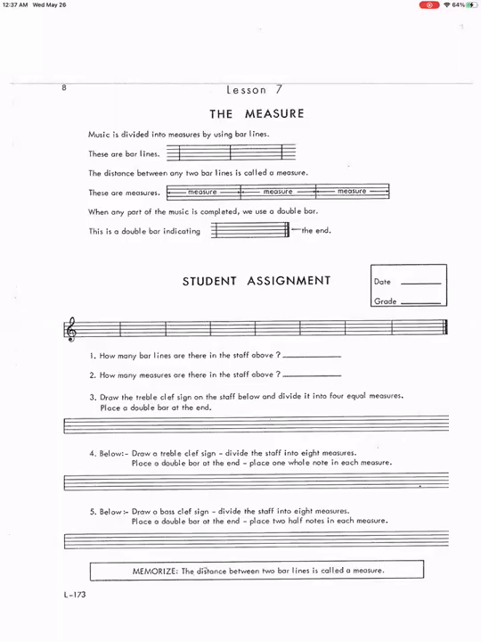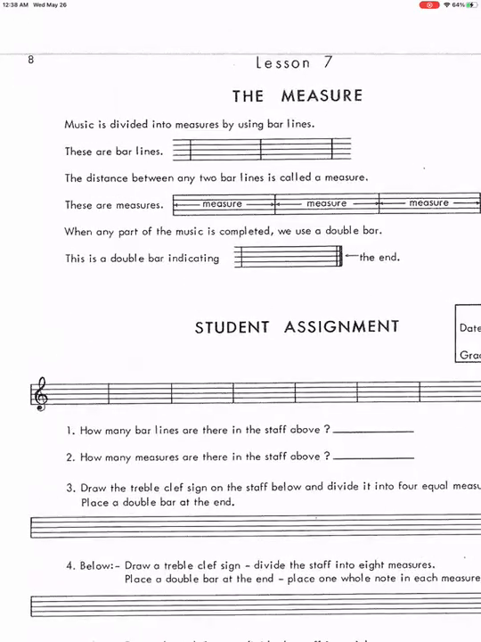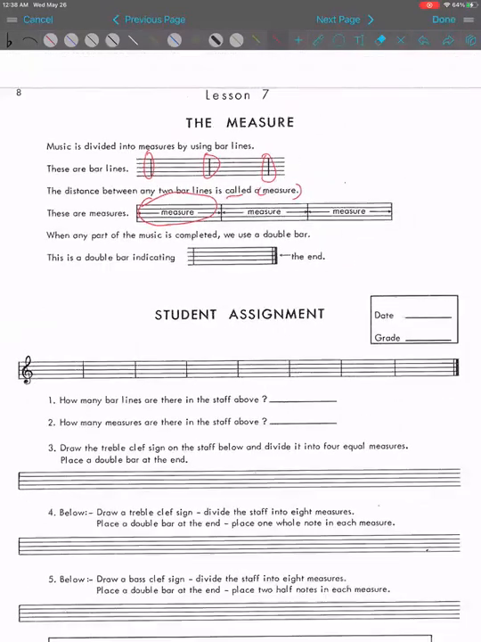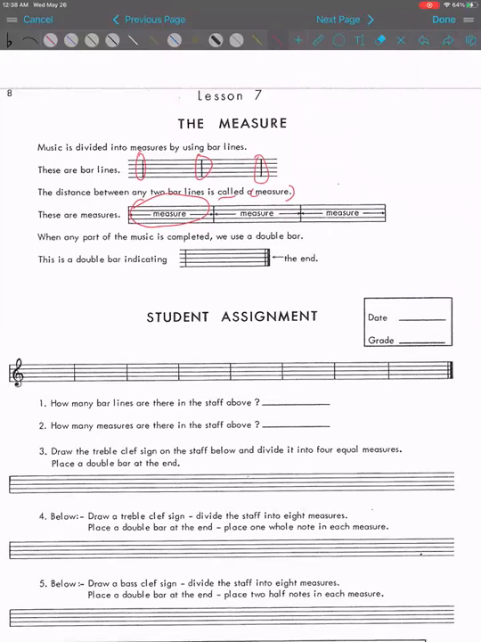This is Master Theory Lesson 7. We're going to talk about the measure. Music is divided into measures by using bar lines. Bar lines or measure lines, whatever you call it. The distance between any two bar lines is called a measure. So the space here between two bars are measures.